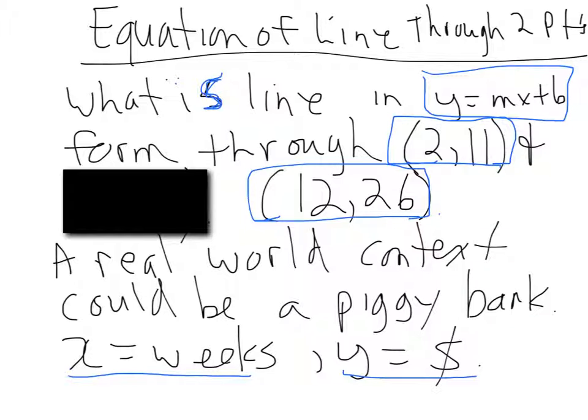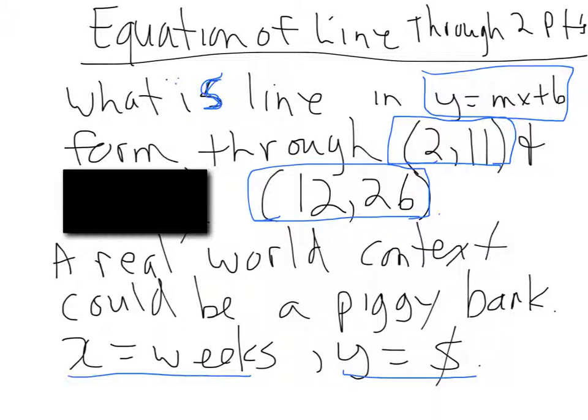Now, because we're in grade 9 academic, if we have a fraction in the y-intercept or the slope, we're going to leave it as a fraction. But for example, if the slope was 2/3, that would mean $2 every 3 weeks, or $0.67 every week, that sort of thing. Okay, so let's first of all try to understand the question.